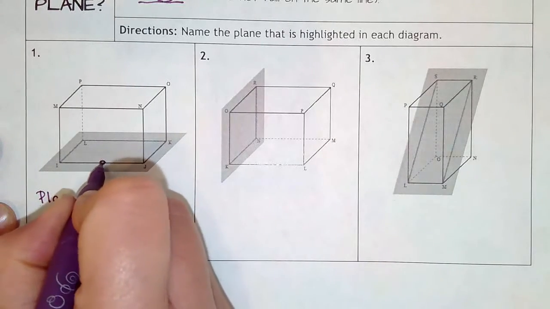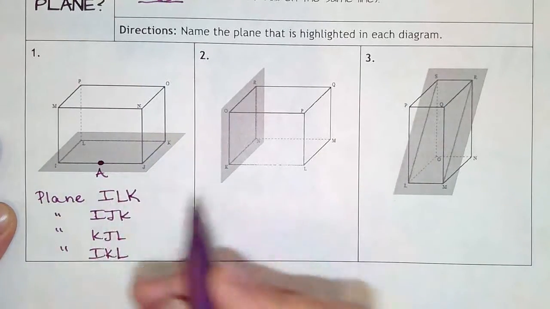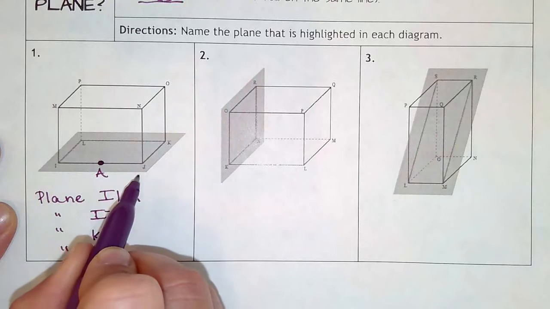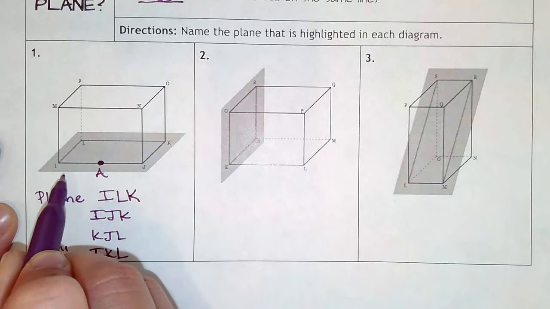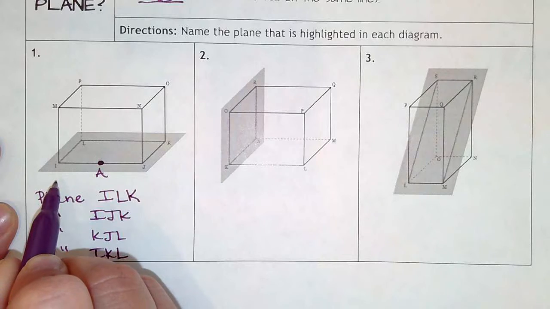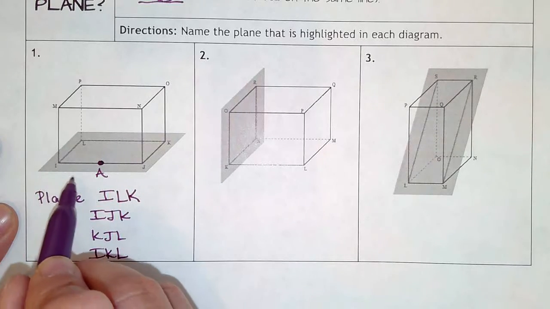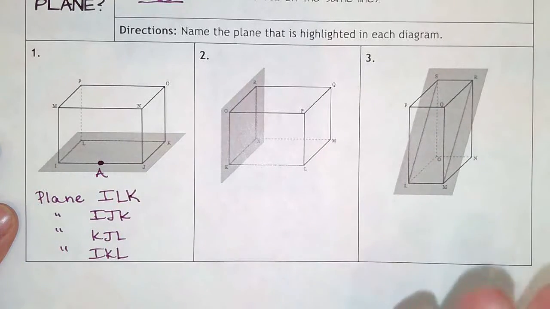But for instance, if you were to have a point right here, let's call it A, you could not say plane I, A, J. Those 3 points make a straight line. They're on the same line, so they would be collinear. And then that wouldn't describe a plane. That would just describe a line to me.